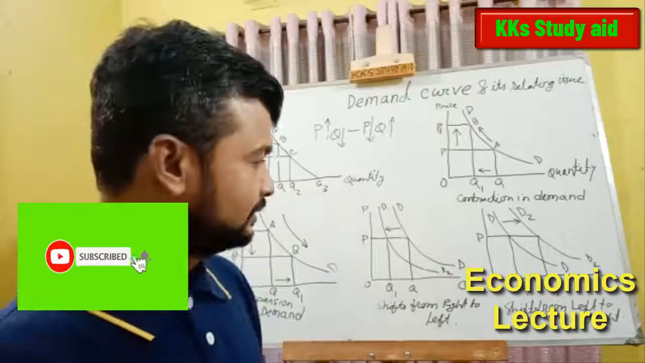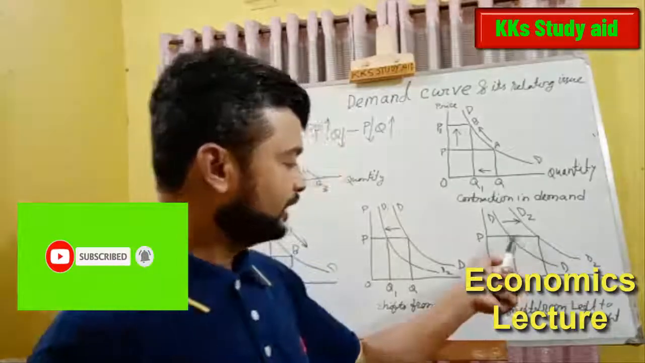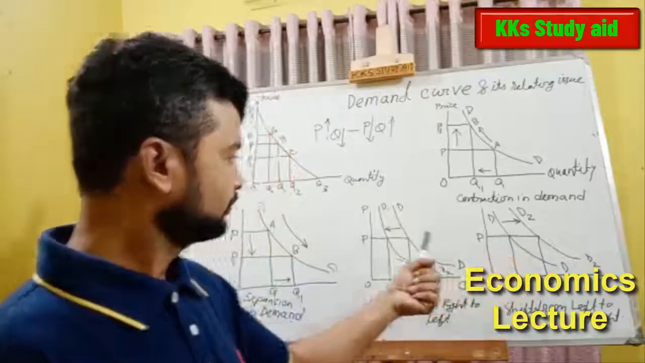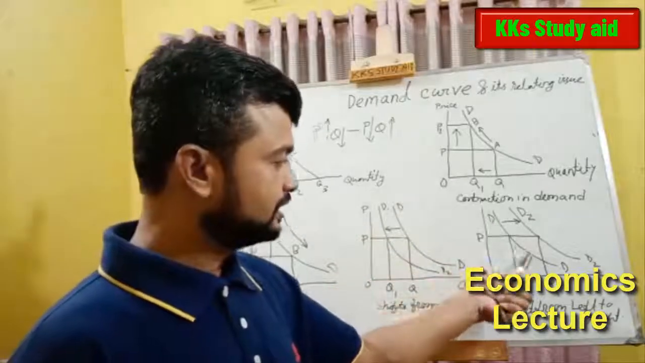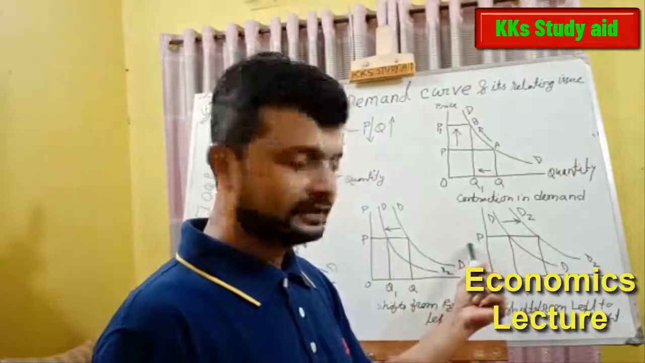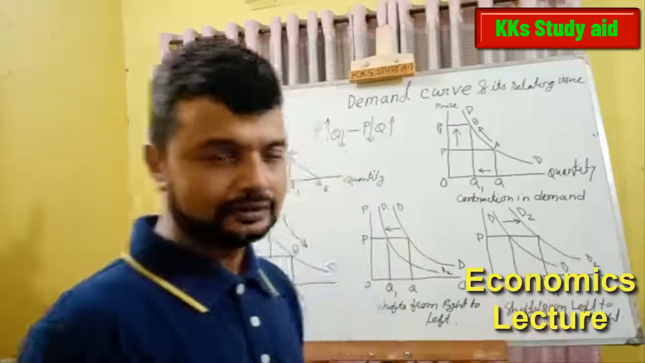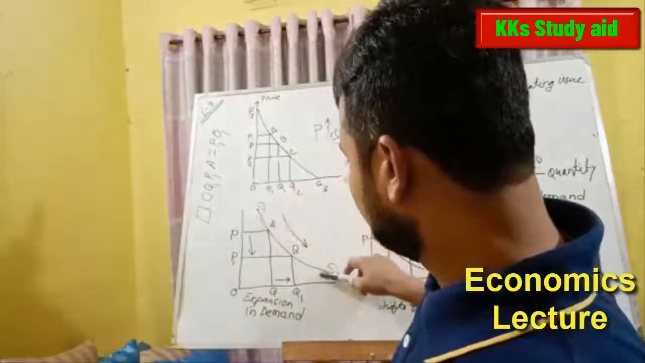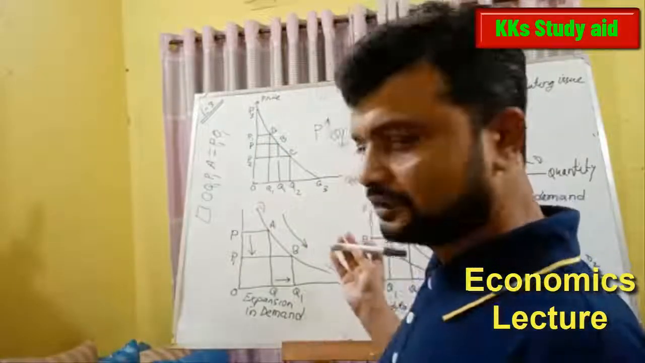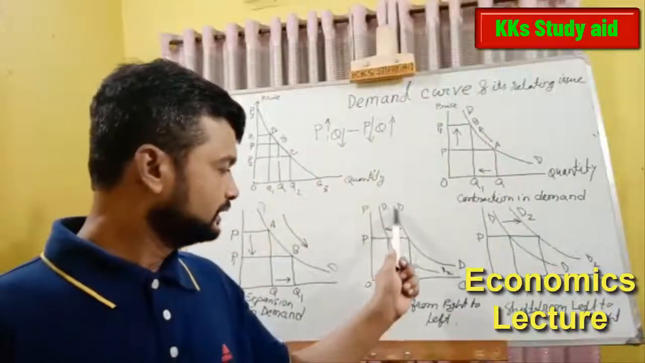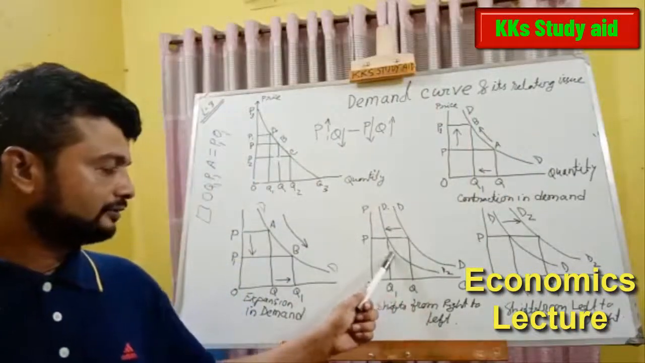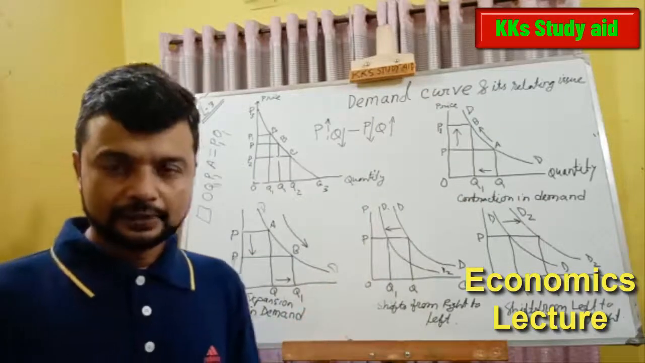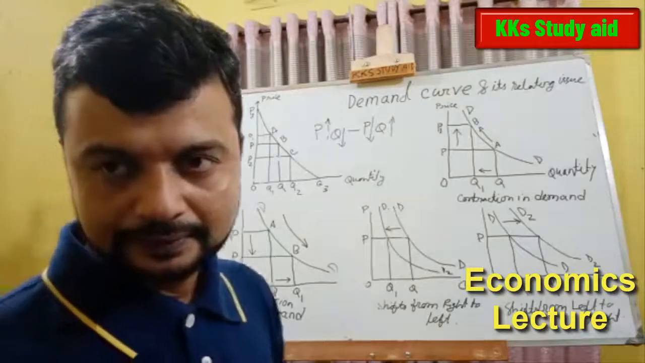Okay, my dear friends, when people shift from the DD demand curve to D2, for each price level there will be increased demand. And on the other hand, when people shift from this demand curve to this demand curve, for each price there will be decreased quantity of demand. So I think that you are very clear about this. Are you clear?